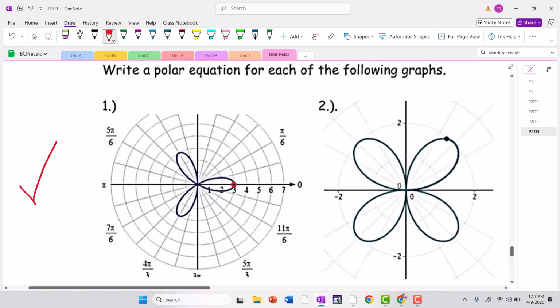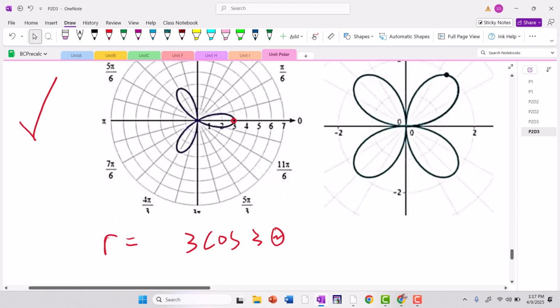Then I could check some other values. Like this is 2 pi over 3, and I could plug it in. What's 2 pi over 3 times 3? Cosine of 2 pi is what? 1. 1 times 3 is 3, so that proves another point.